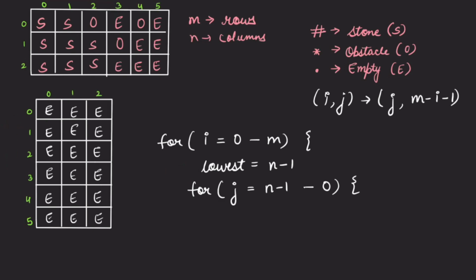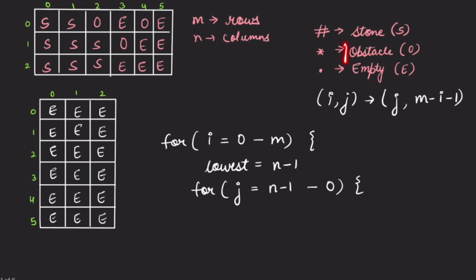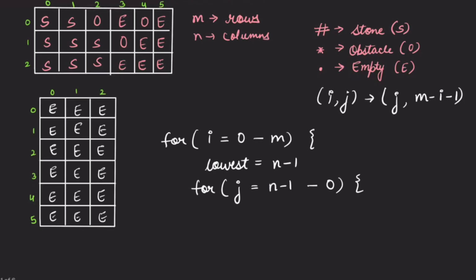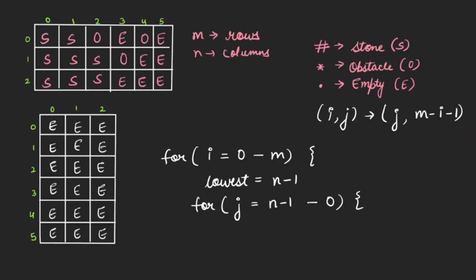Now inside this there are three cases: the cell will be either a stone, an obstacle, or an empty cell. If it is an empty cell, we can ignore it, right? But if any cell is an obstacle, in that case what will you do? If that cell has an obstacle, then what is it telling you? That none of the stones can go beyond this obstacle. Whatever stones are present above that particular obstacle can never come below it. So whenever I have encountered an obstacle, can I say that I should update my lowest to the current cell minus 1? Why?